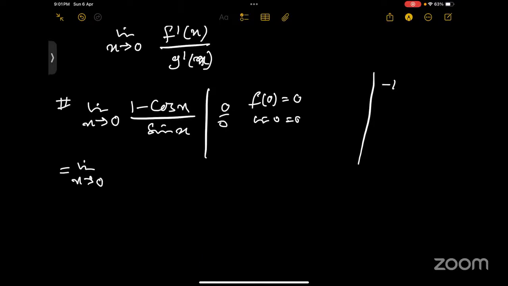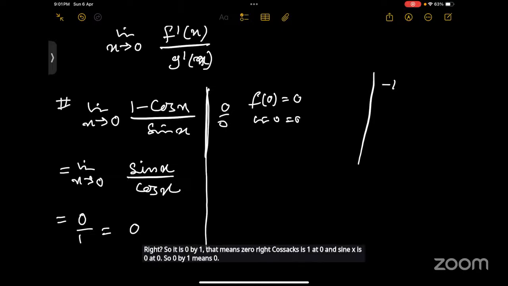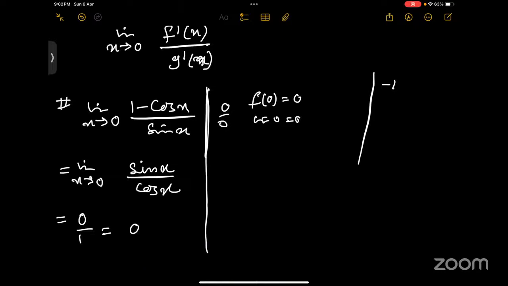What will be the next step? Sin x by cos x. So what will be the answer? 0. Limit as x tends to 0 of tan x. So it is 0 by 1, that means 0, right? Cos x is 1 at 0 and sin x is 0 at 0. So 0 by 1 means 0. Okay. So this is how you have to use the L'Hospital rule to solve this type of problem.